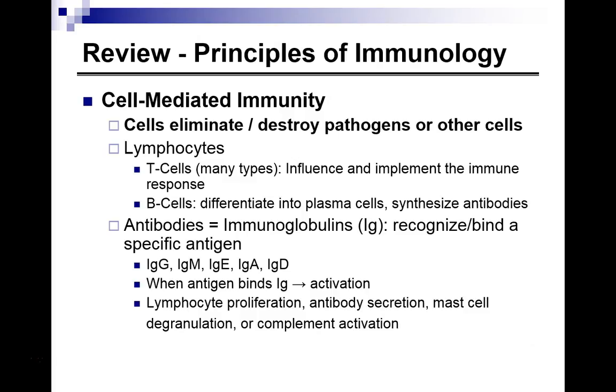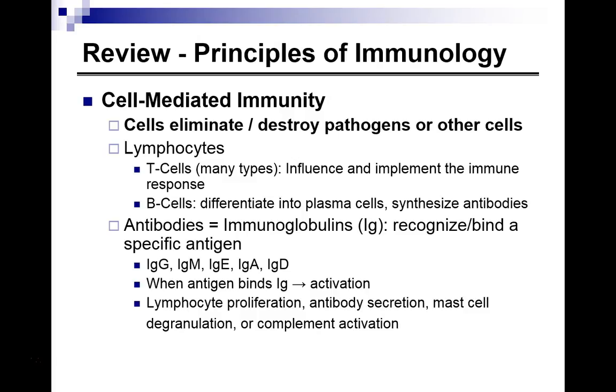When we talk about immunology, we can divide it into a few different categories. So, for example, we can discuss cell-mediated immunity, in which cells are used by the body to eliminate and destroy pathogens or other undesired cells. And the cells that are responsible for cell-mediated immunity include lymphocytes, which are made up of the many types of T cells and of B cells. T cells influence and implement the immune response, whereas B cells differentiate into plasma cells and are responsible for synthesizing antibodies.